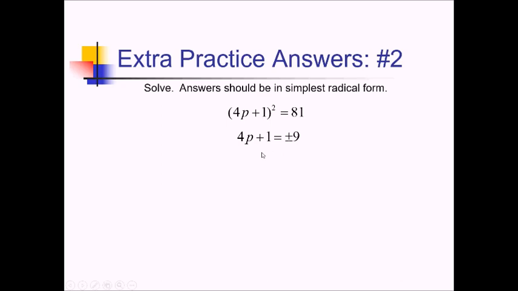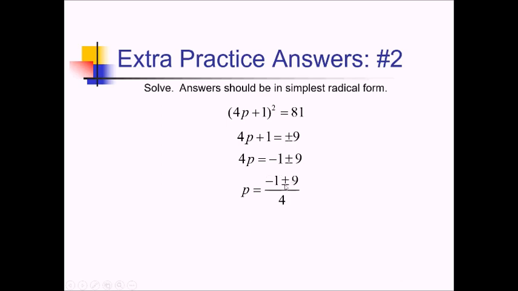And now I still have to isolate the p, so subtract 1 from both sides. That's negative 1 plus or minus 9. And then to get p by itself, we divide by 4, so negative 1 plus or minus 9 over 4. And since we are able to combine negative 1 and 9, we have to do so and reduce it to get our two different answers.